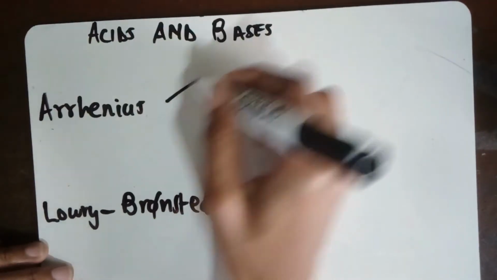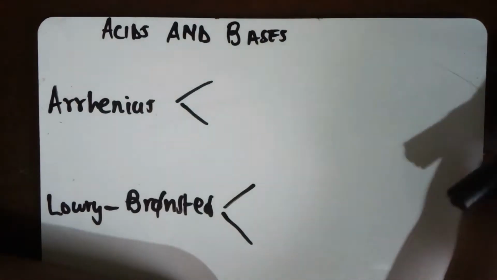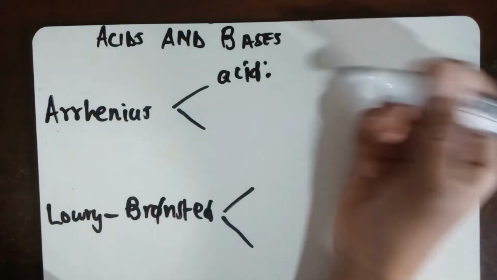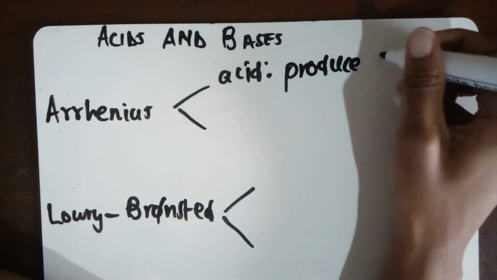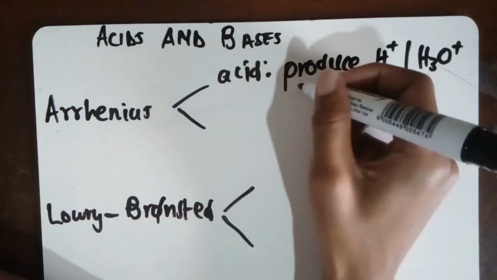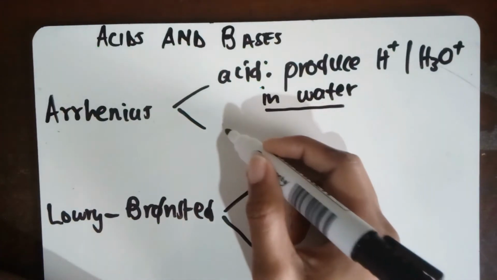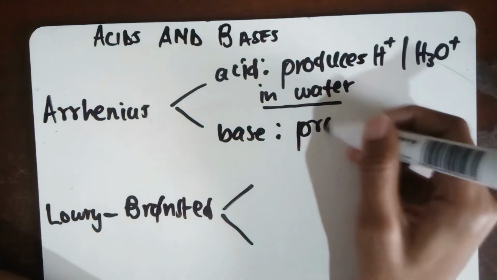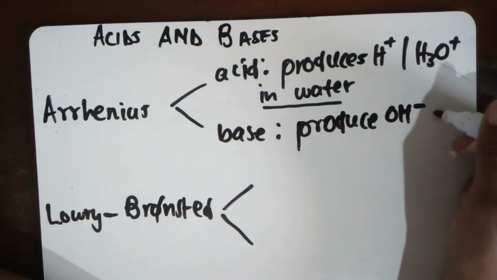Both of them have their own specific definition of how you should define or identify an acid or a base. According to Arrhenius, an acid can be described as a substance that produces hydrogen ions or hydronium ions when added in water. On the other hand, he describes a base as a substance that produces hydroxide ions. So it produces hydroxide OH minus ions when added in water.